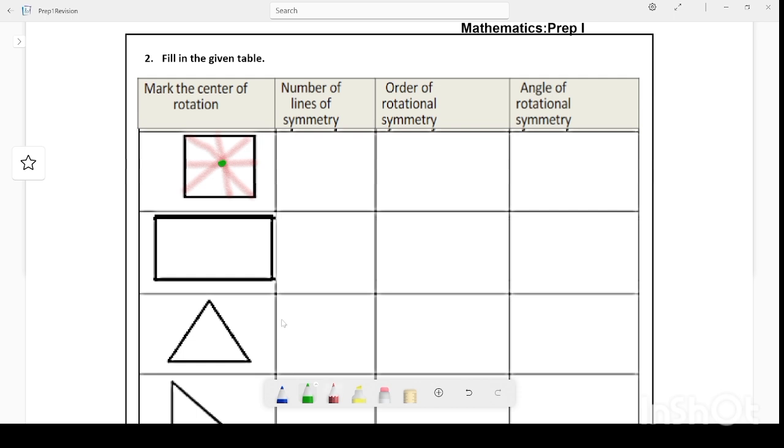Similarly, here we are doing the same pattern. I'm drawing one line here, and then one line from the center, and then another line from the center. I see that there's one point which is common for all these lines. This is the center of rotation.